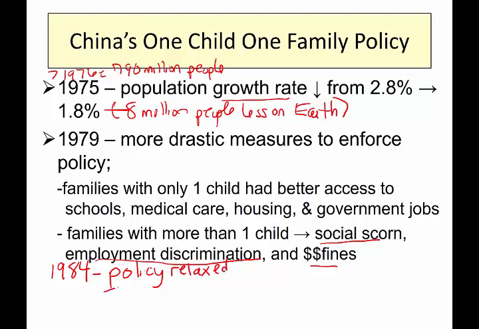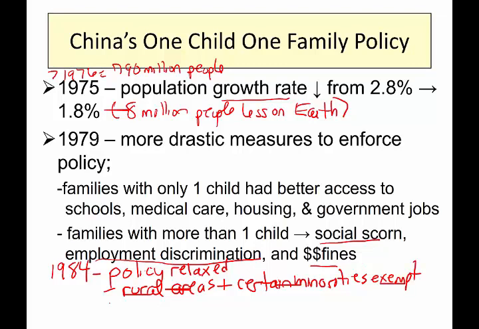And it was mainly relaxed in rural areas and for certain minorities. Now, in rural areas, it was relaxed because farm families generally needed more people to work on the farm. So they needed to have more children. This policy really only applied to urban areas, the one-child policy.